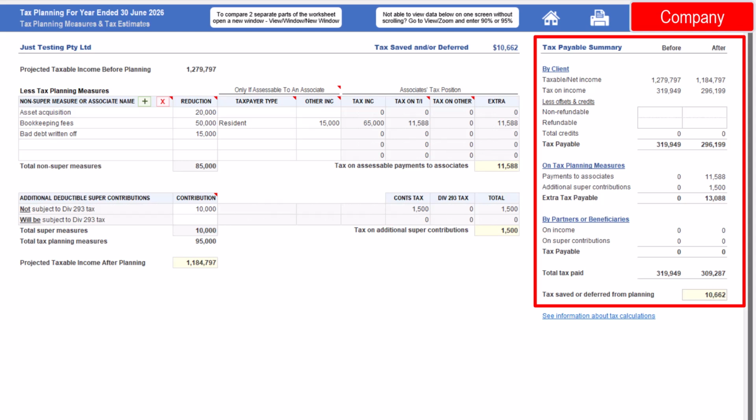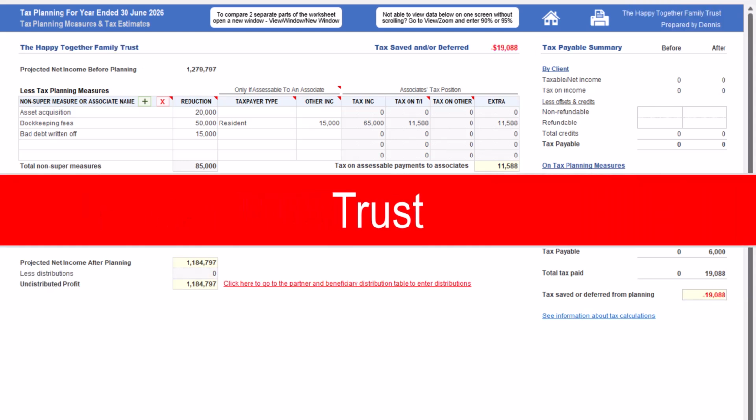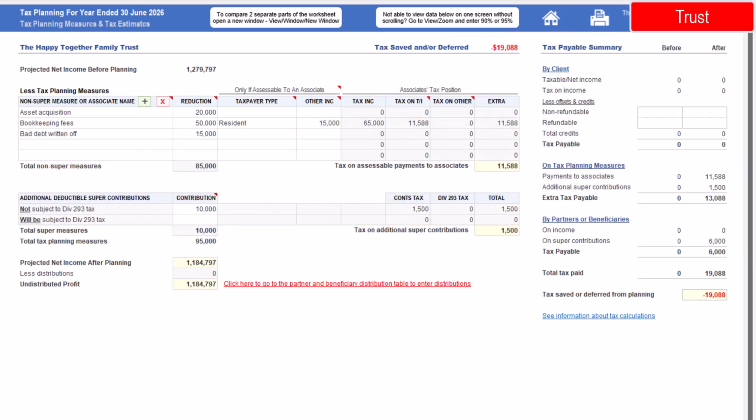Step 6 applies to partnerships and trusts, so we'll take a look at that scenario now. Let's assume the same profit and tax planning measures as in our company example, but with the business structured as a discretionary trust. The tax planning table now shows undistributed profit, so you go to the partner and beneficiary distribution table to enter those details.